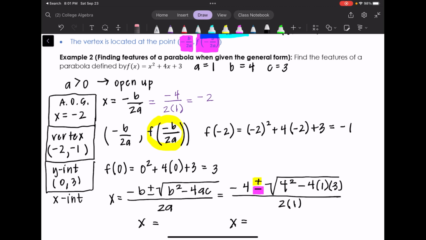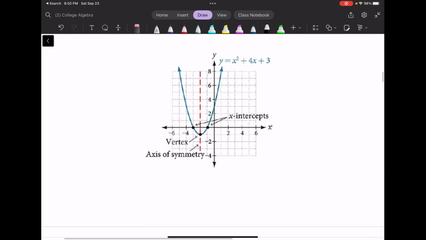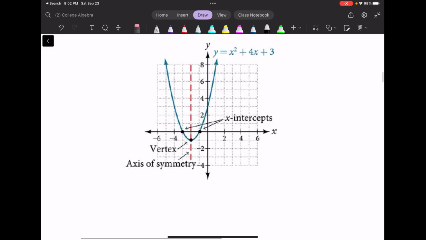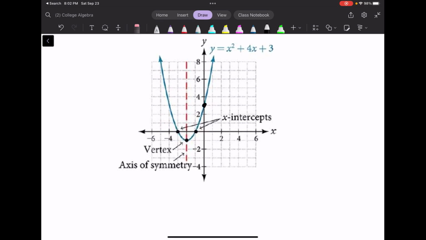When you do the negative 4 plus, you're going to end up with negative 1. And when you do the negative 4 minus, you're going to end up with negative 3. So the two x-intercepts, also reported as coordinates, are (negative 1, 0) and (negative 3, 0). So there are all of the features of the parabola and how to find them. Then we can look here and confirm everything we've just seen. There's the vertex, the x-intercepts, here is the y-intercept, and this red dashed line is the axis of symmetry.